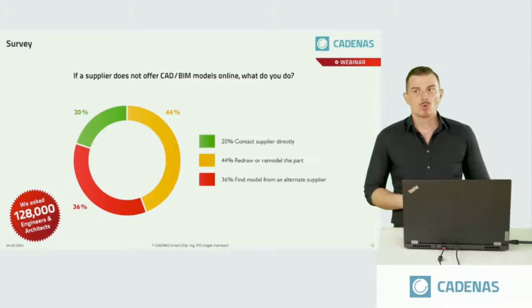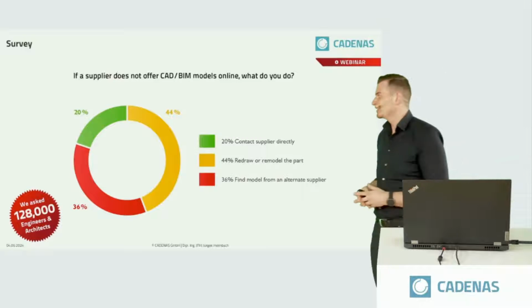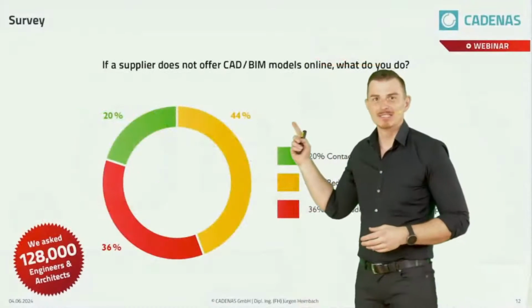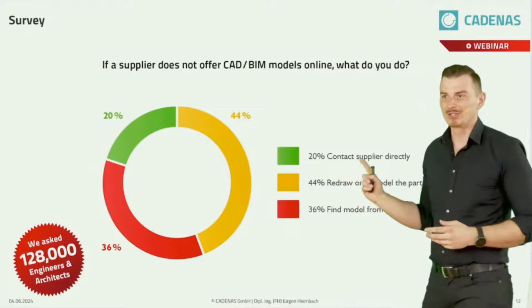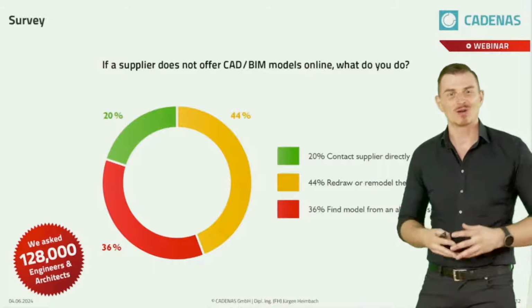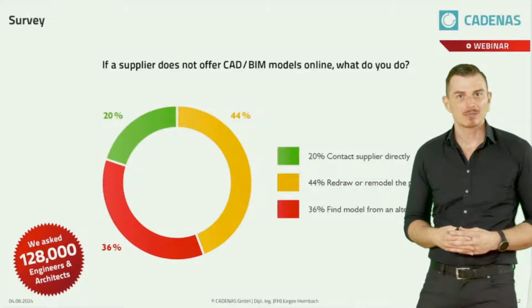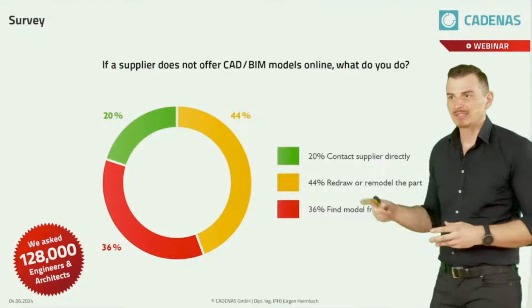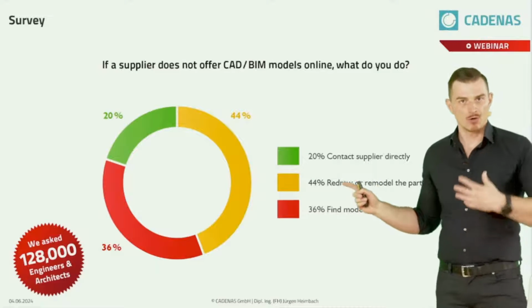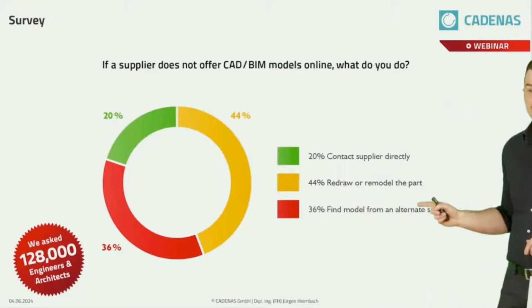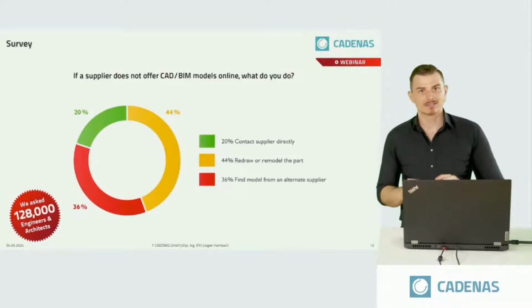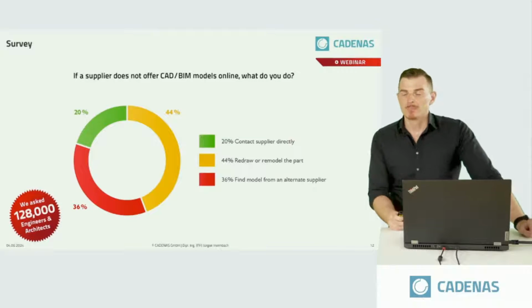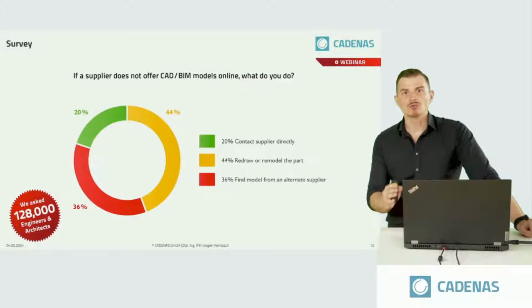Also, an interesting question we asked is, okay, somehow now the manufacturer does not have data. What are you going to do now? So 20% will contact the supplier and will say, hey, I didn't find data. Can you send me, please, the appropriate digital twin data? But the rest will either redraw it themselves, or which is maybe even more dangerous for manufacturers, they just request other manufacturers.